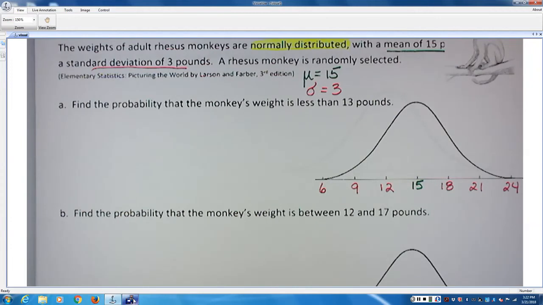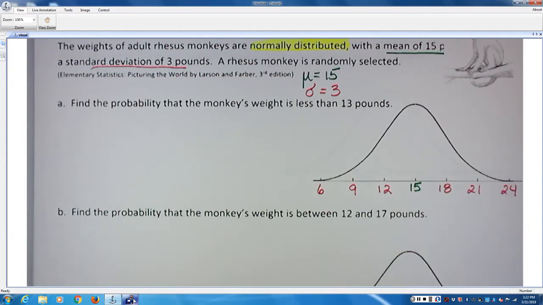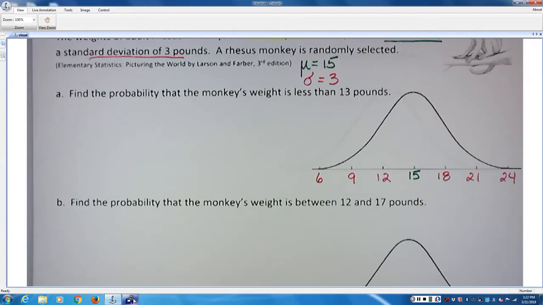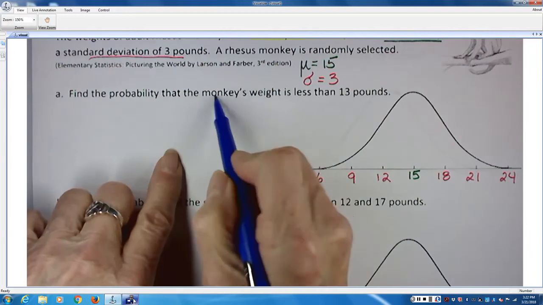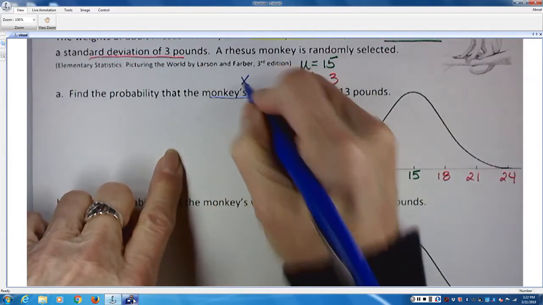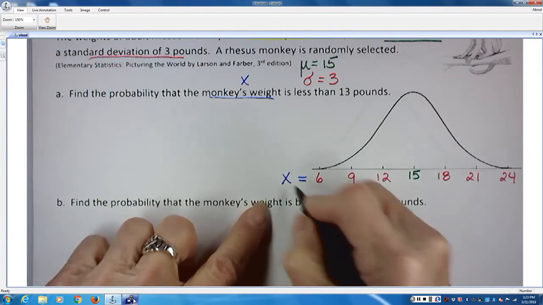So what that has told us in terms of rhesus monkey weights is that almost all rhesus monkeys weigh between 6 and 24 pounds. And a majority of them, about 2/3 of them, weigh between 12 and 18 pounds. And this again, while those are X scores, X represents the weight of a monkey, they have corresponding Z scores.